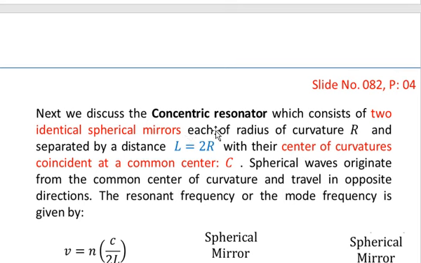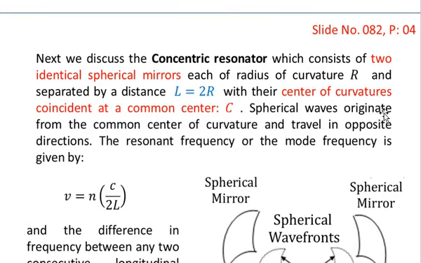Next we consider the concentric resonator, which consists of two identical spherical mirrors, each of a radius of curvature capital R, and separated by a distance capital L equal to 2 times capital R, with their centers of curvature coincident at a common center called capital C.